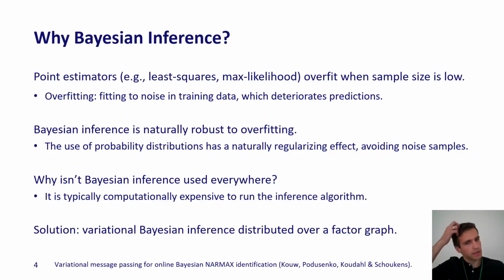So for the last 2 decades, people have been working on a different approximation technique called variational Bayes. You might have heard of this from variational autoencoders, but it's a general technique. And today I'm going to talk about a variational Bayesian estimator that's distributed over a factor graph that represents an efficient inference algorithm.